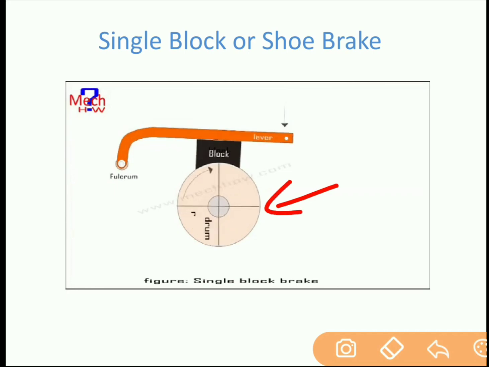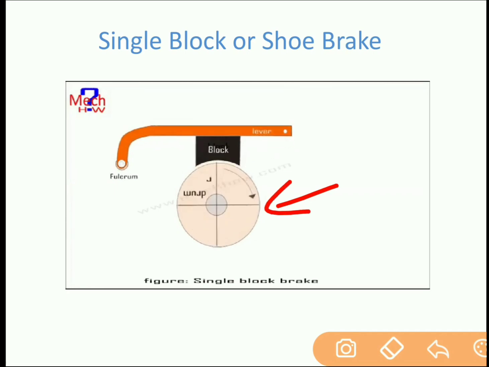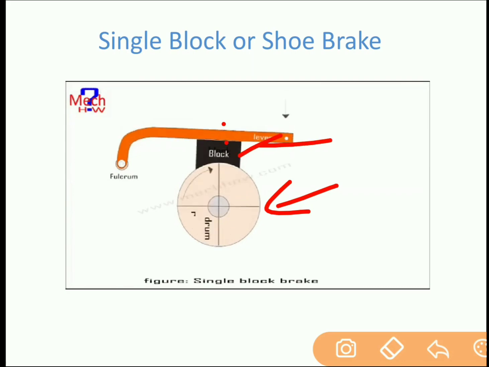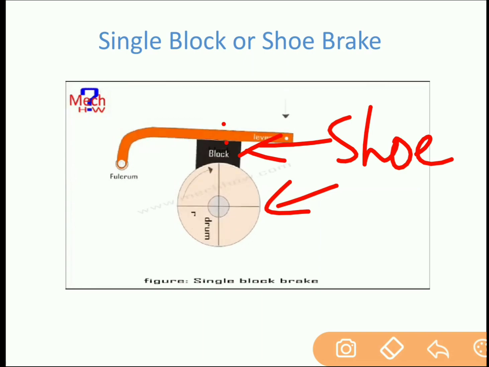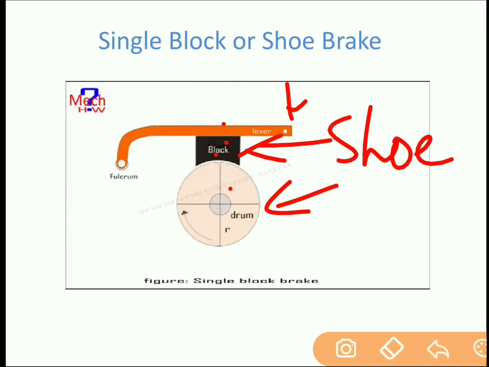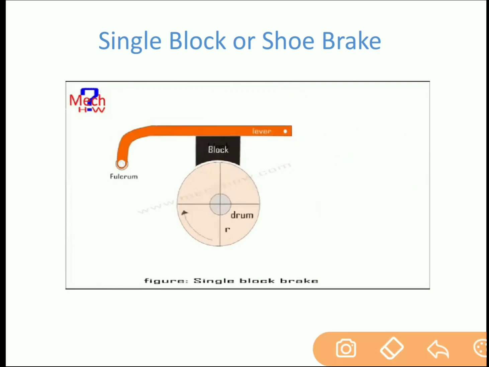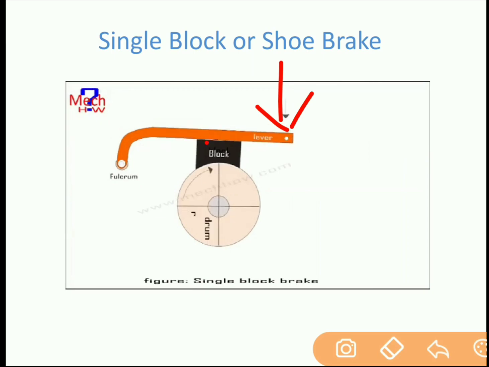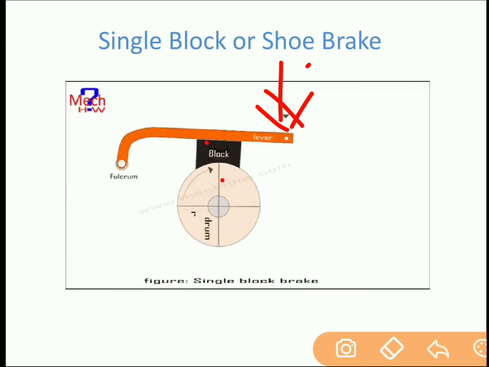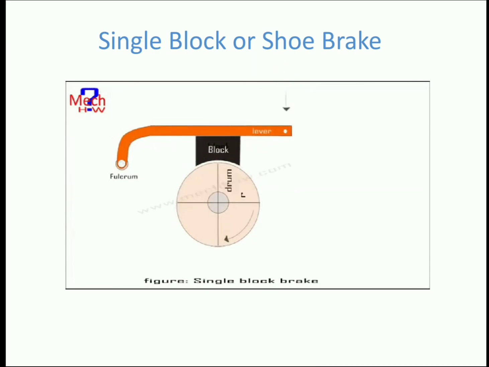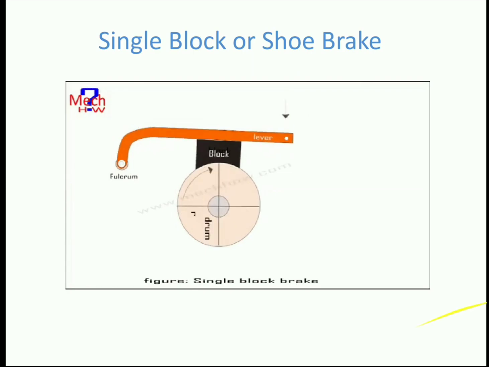So this is the brake wheel, the drum, which is rotating. There is a lever and the block. This block is called a shoe. When the effort is applied on this lever, the block will come in contact with the drum. So when the effort is in the downward direction, the block and the drum are in contact and this drum will stop because the brake is in action. And when this effort is released, then there is a disconnection between the block and the drum.